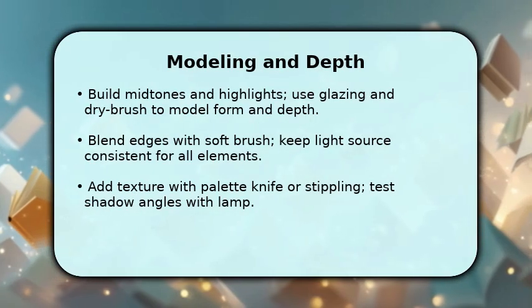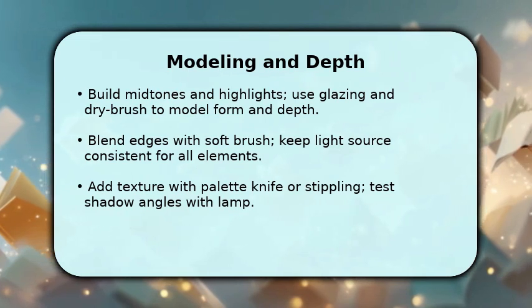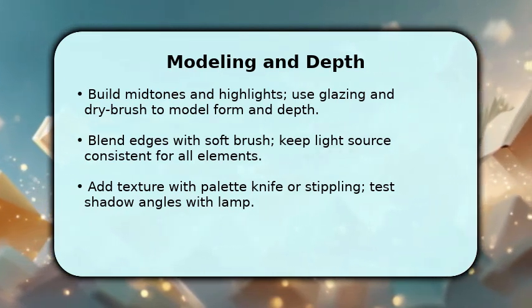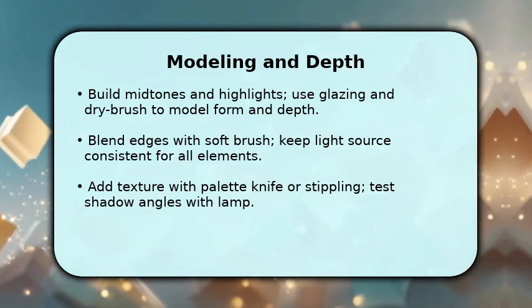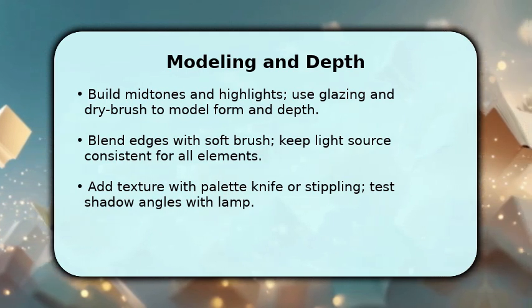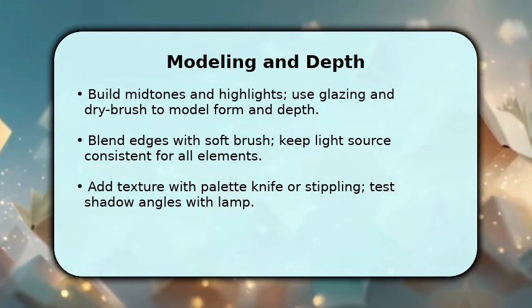This gives a stable canvas for detailed modeling. Now you sculpt the illusion with paint. Establish midtones, then layer darker core shadows and decisive highlights to create convincing volume. Make sure the light direction you chose earlier remains consistent across objects so depth reads correctly.